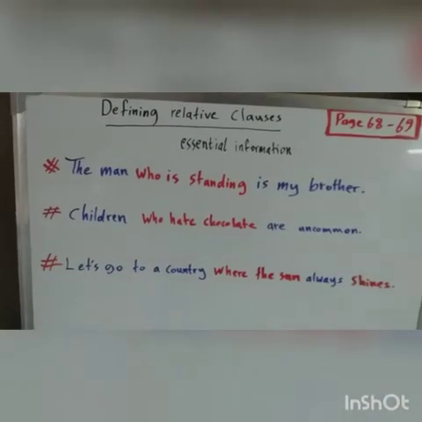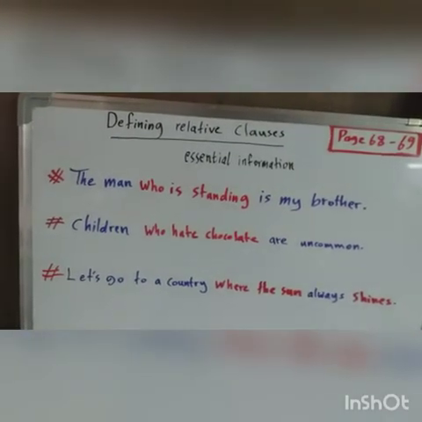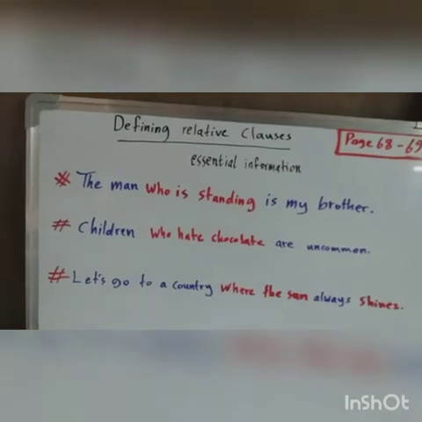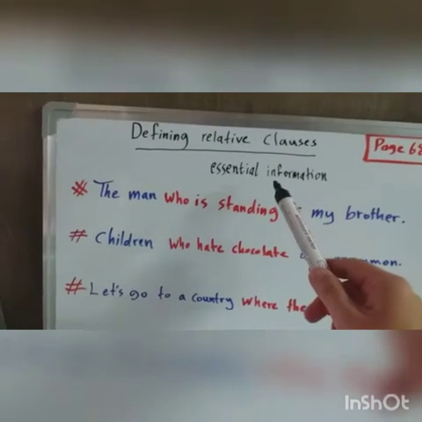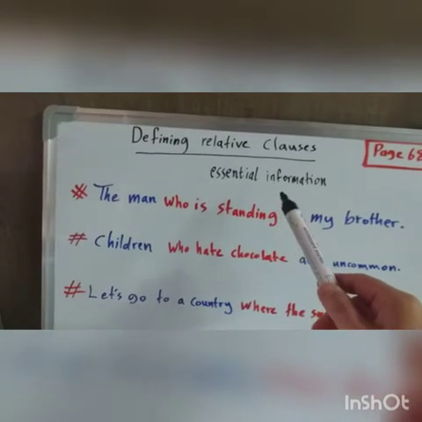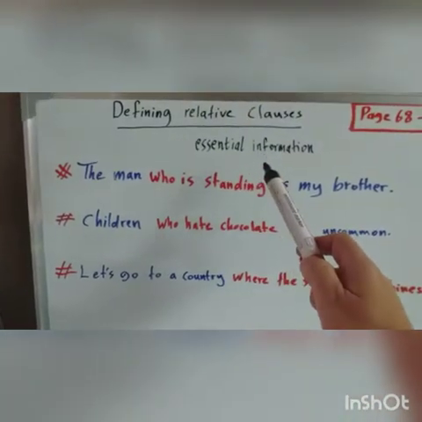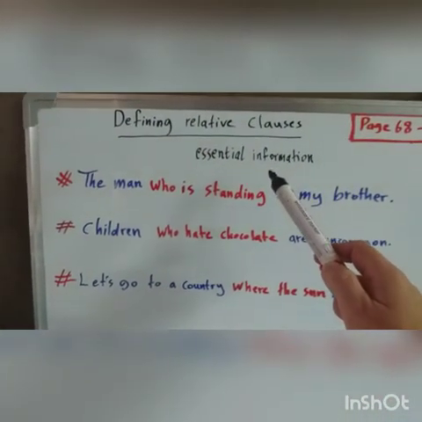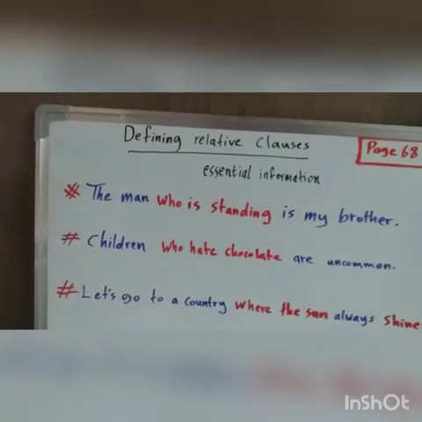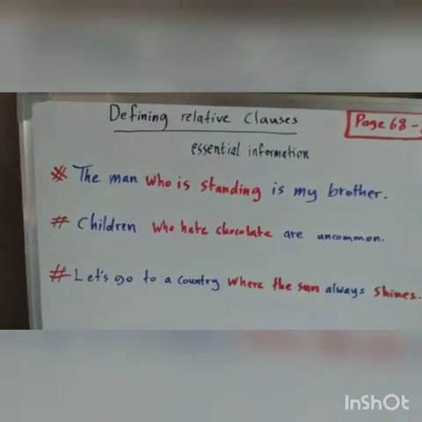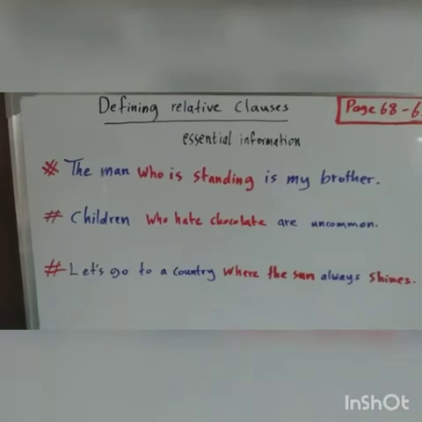We use the defining relative clauses to give essential information about the person or things in the main clause. What do we mean by essential information? It means it identifies the noun clearly. They make it clear which person or thing we are talking about. Let's study these examples so that you can have a better understanding of the defining relative clause.